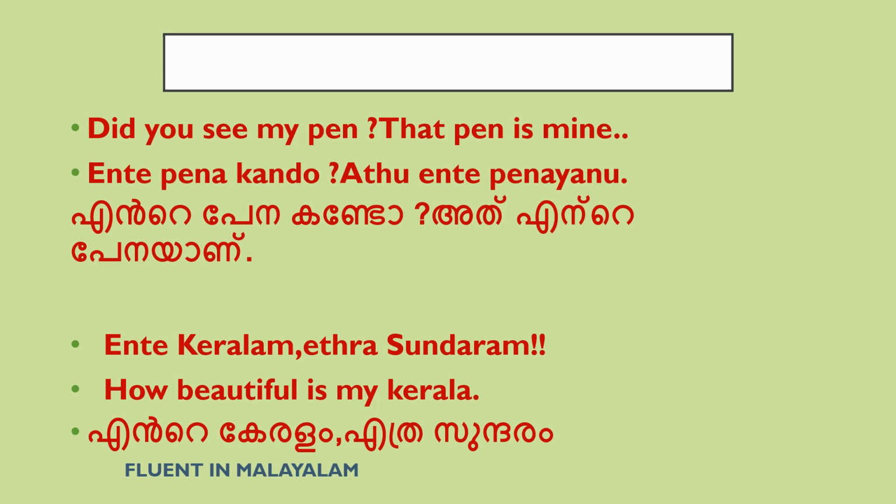Next sentence is എൻ്റെ കേരളം എത്ര സുന്ദരം. This is actually a lyric from a song sung by Usha Uttup. She's an Indian singer, and this is a song sung by her about Kerala. So this is how it starts. Ente Kerala etra sundaram, which means how beautiful is my Kerala.